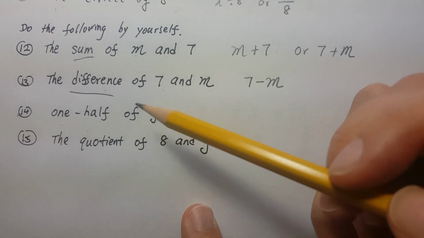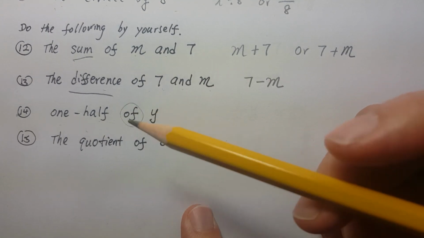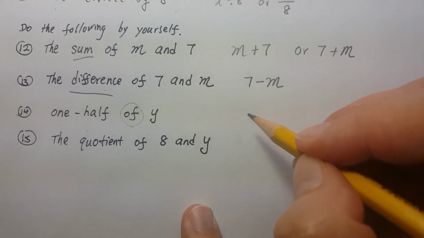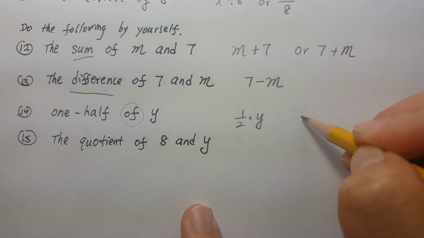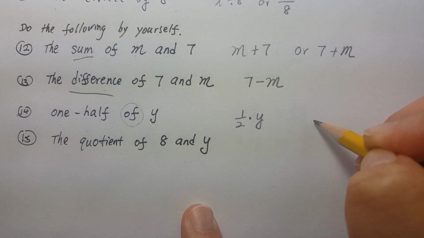1/2 of y. Of means multiplication. So what we are going to do is 1/2 times y. Of course, you can put y times a half. It's the same thing.